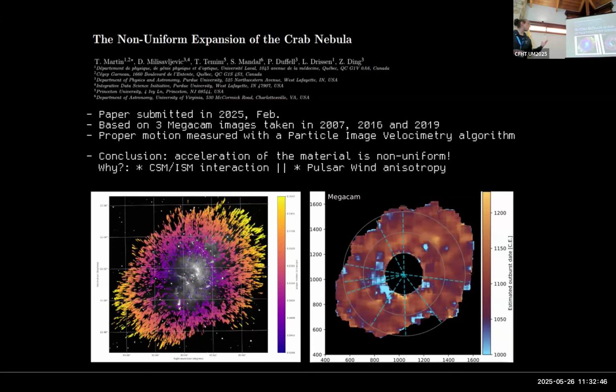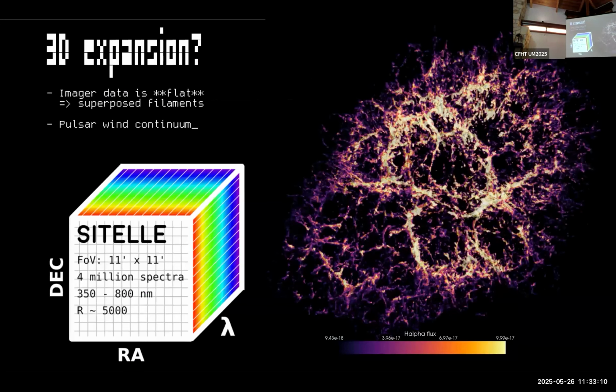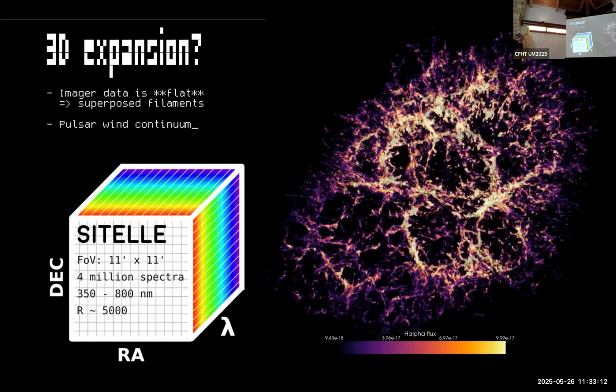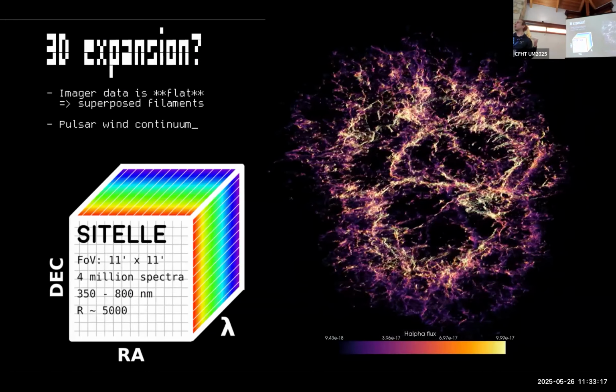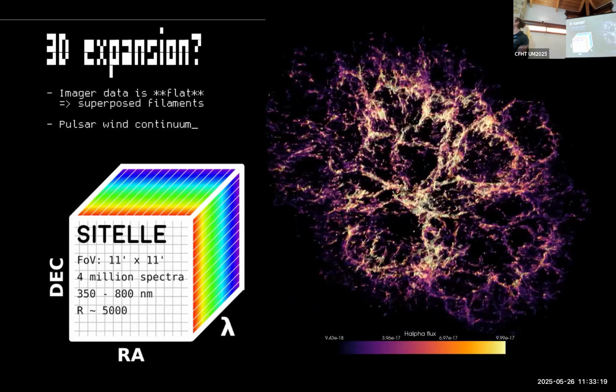The problem with images is that we cannot disentangle the proper motion of every filament, because there are a lot of components along the line of sight, first, and second, there's a high continuum which comes from the pulsar wind nebula, which is very difficult to remove. So we use SITELLE. We already had obtained in 2016 a cube of the Crab Nebula, which helped us reconstruct the whole nebula in 3D.